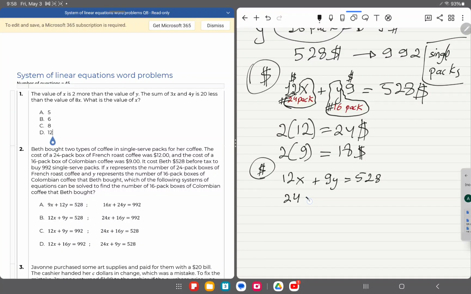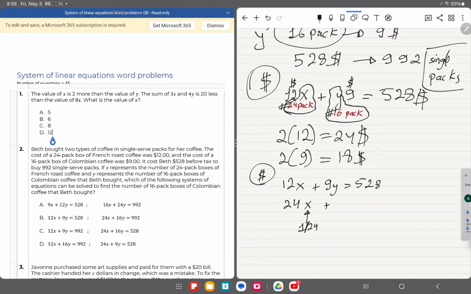Now, 24x. So x is the number of 24 packs. Now this one is the 24 pack, and 16y is the 16 pack. So each pack of these has 16, and each pack of these has 24.